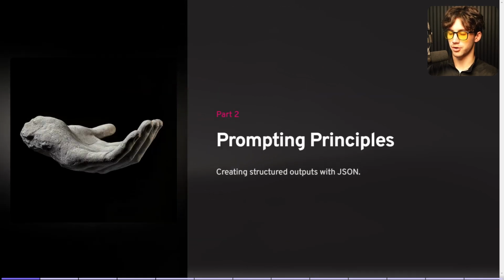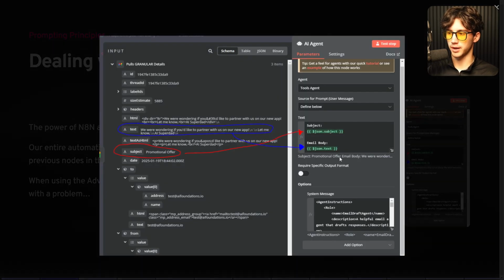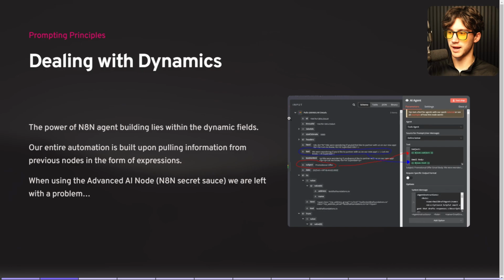We're starting off with part 2 of prompting principles, creating structured outputs with JSON. And I just wanted to mention right off the jump that we're dealing with dynamics here. The power of N8N agent building lies within the dynamic fields. Our entire automation is built upon pulling information from previous nodes in the form of expressions. When using the advanced AI node, the N8N secret sauce, we are left with a problem. But first, let me show you an image example of what I'm talking about dealing with dynamics.